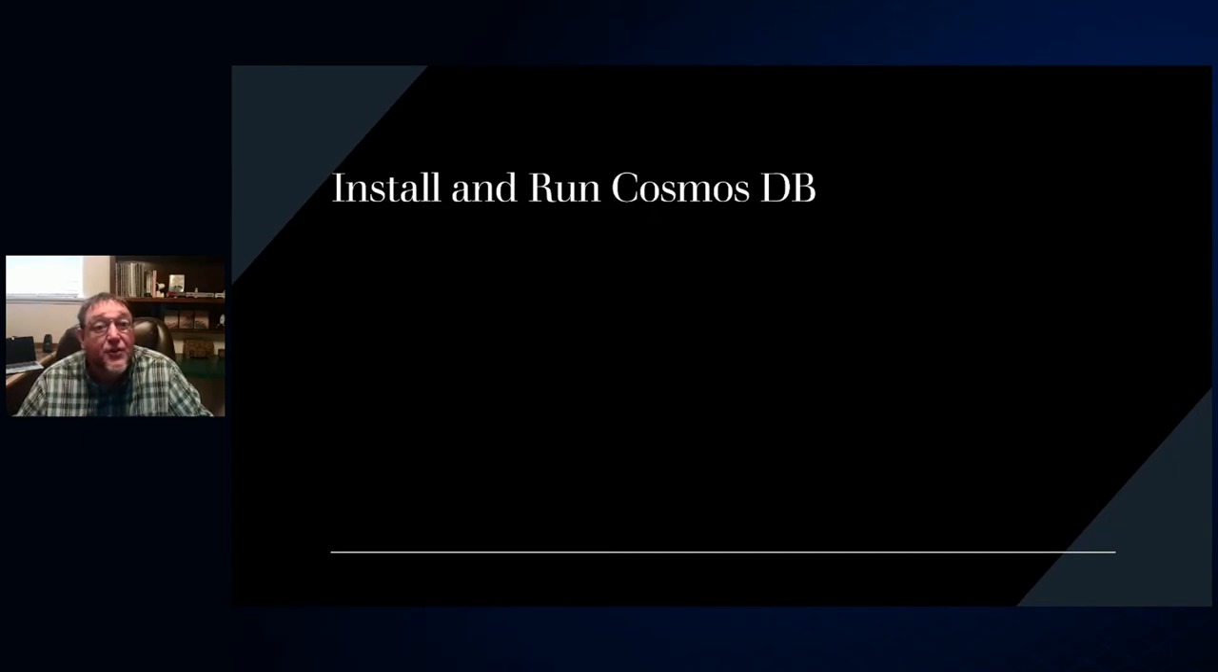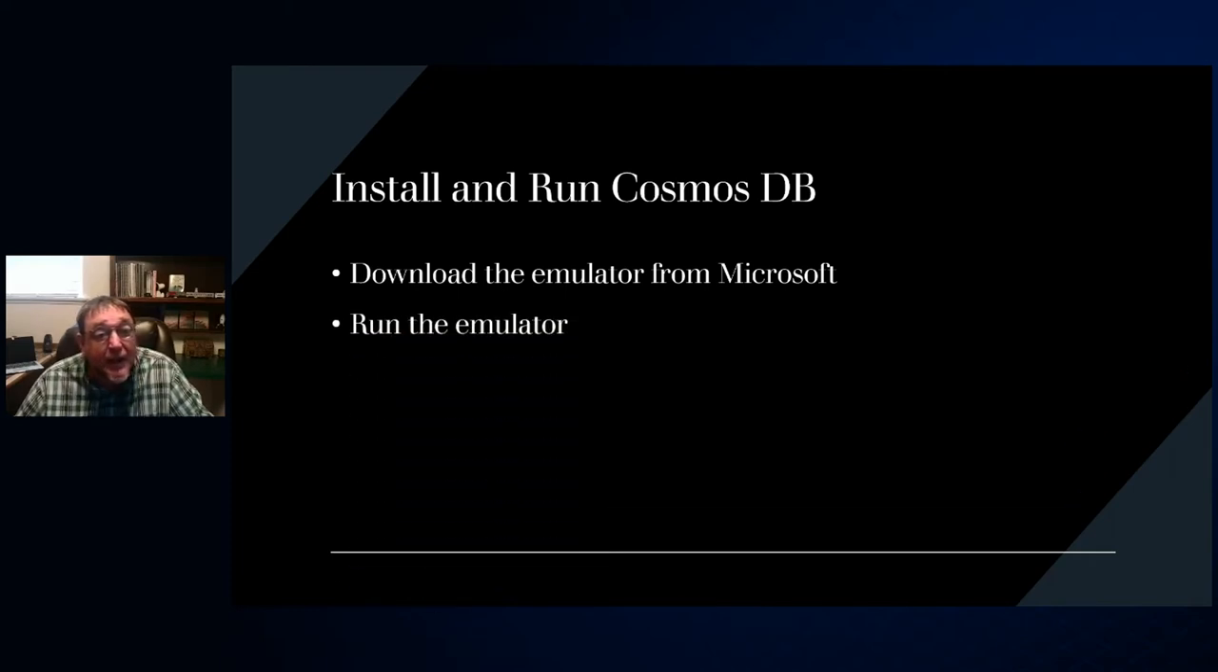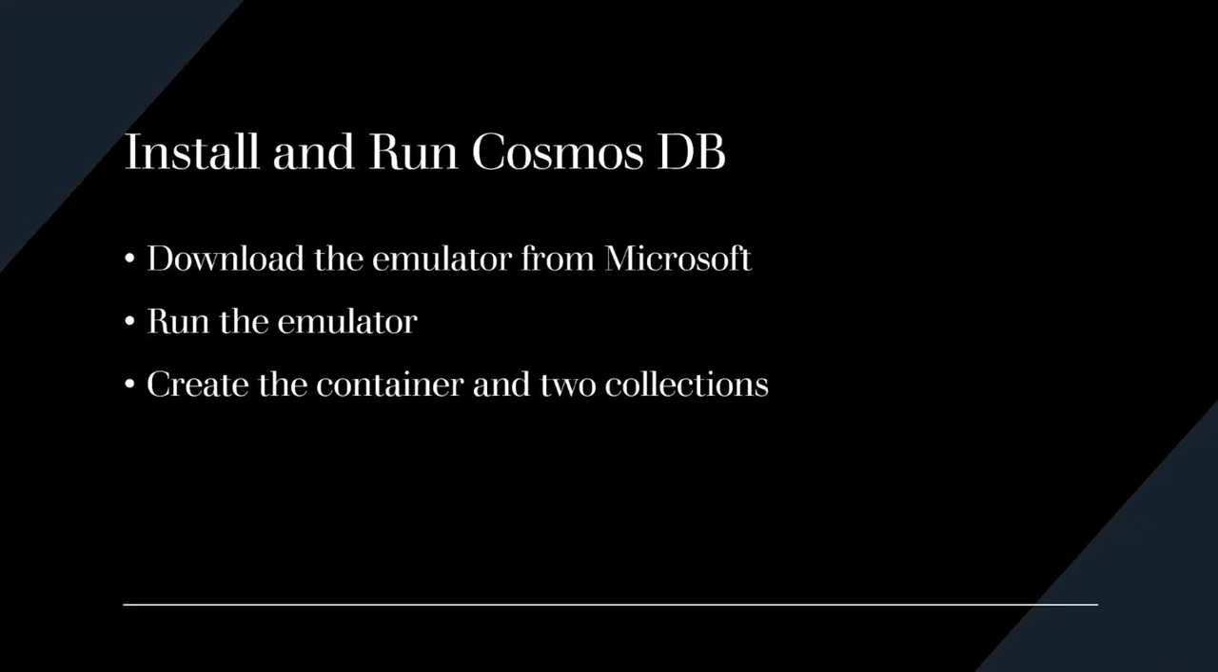So the first thing you'll want to do is install and run the Cosmos DB emulator. And you can find that from Microsoft. We're not going to run through the install in this session, but if you search for it on Bing or Google, you will find it there. Just make sure when you download it, you're actually downloading it from Microsoft's site and not some other site. And then you run the emulator to set up everything and create some containers and two collections. So let's take a look at that.